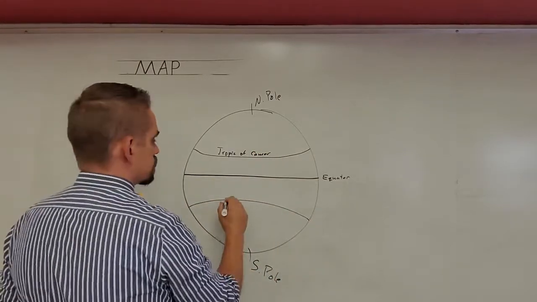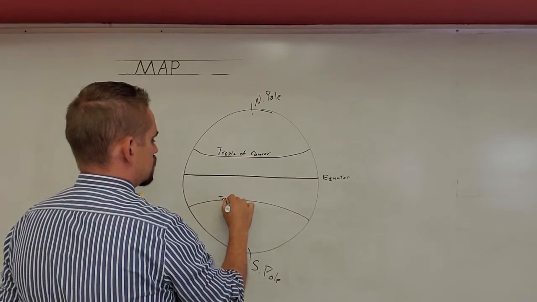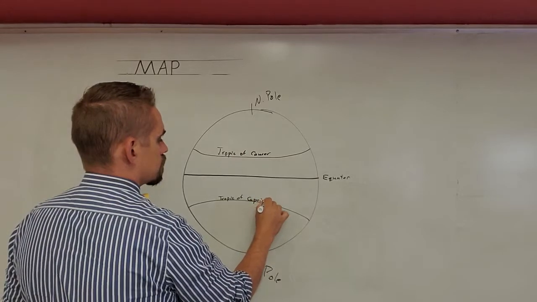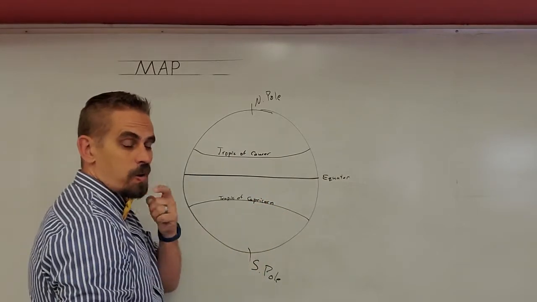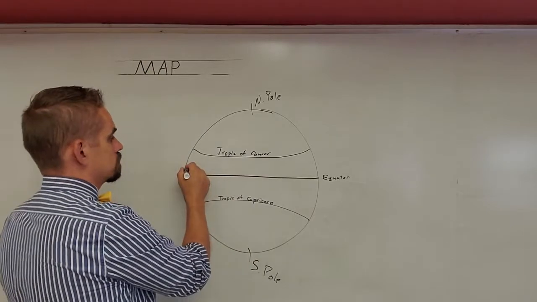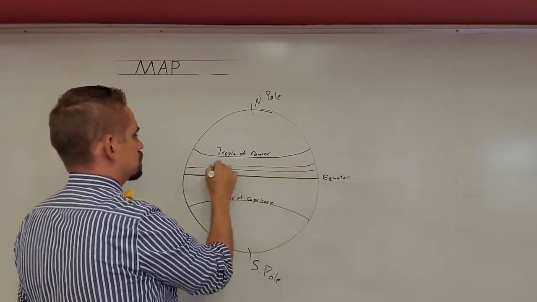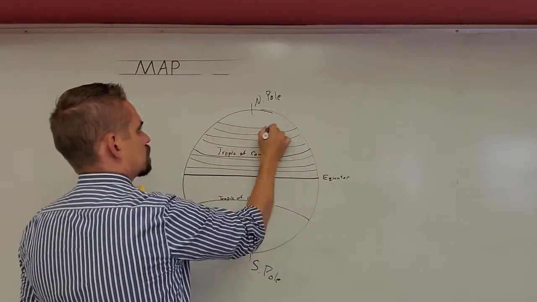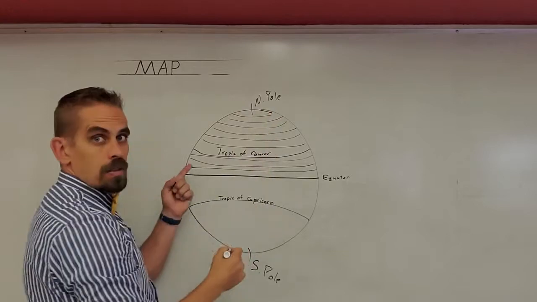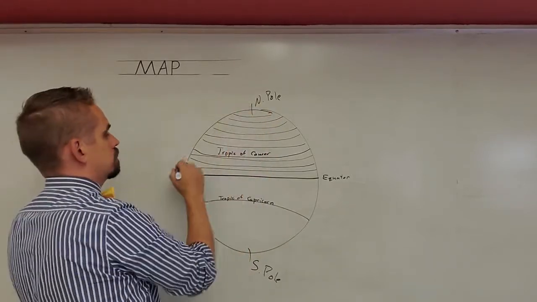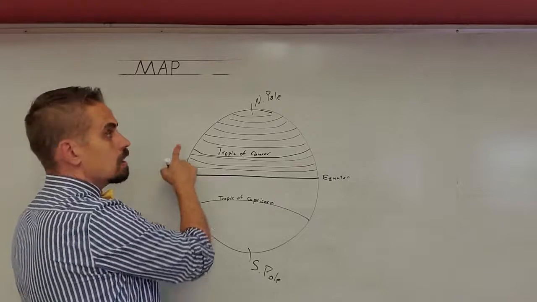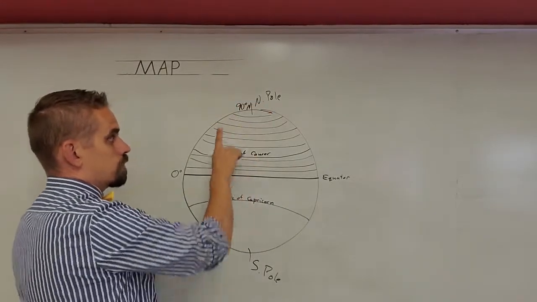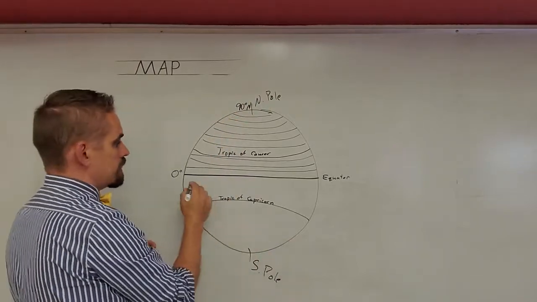Tropic of Capricorn. And then our lines of latitude. Our lines of latitude go from 0 degrees up to 90 degrees north, because we're going north. Same thing works going down.